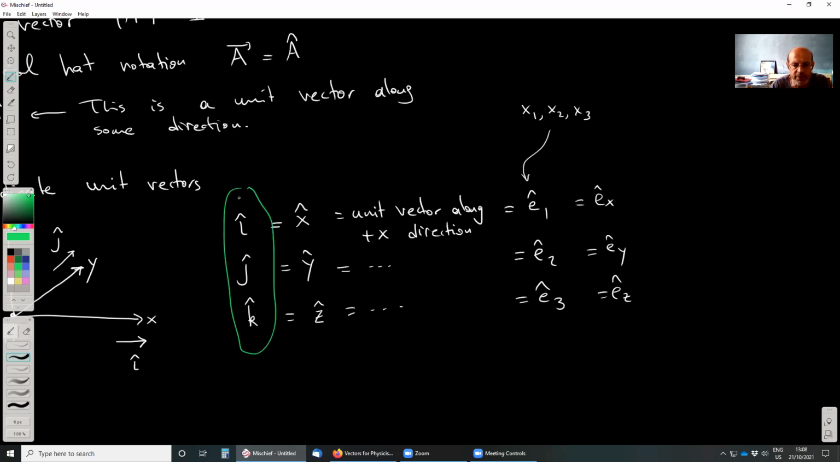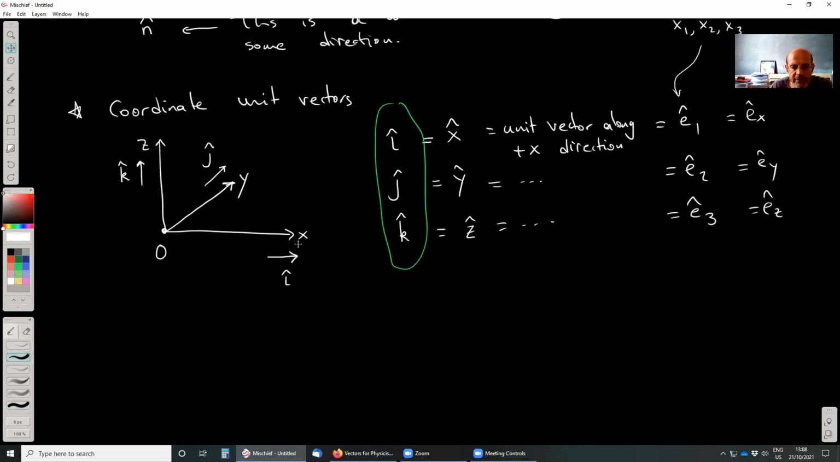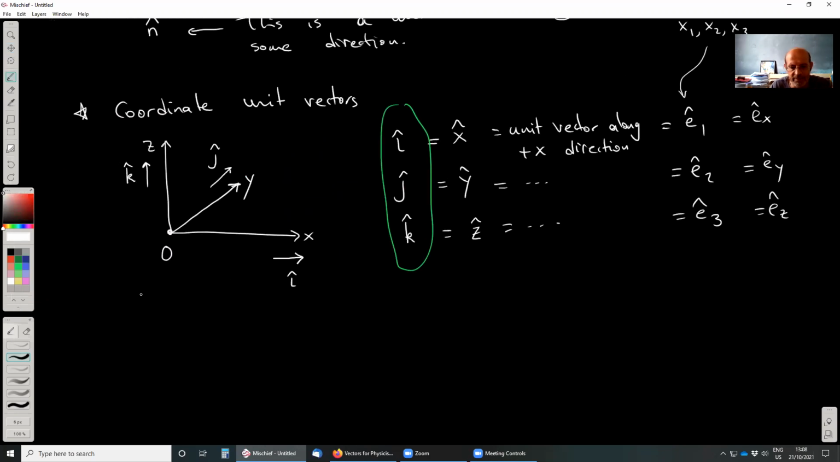So let me also draw this again. What about the negative direction? I'll be basically talking about this, but I need one operation here. It's the multiplication of a vector with a number. Once I define that operation, I can answer that question. Basically, any other vector can be expressed in terms of these three unit vectors, and that's why these are important.